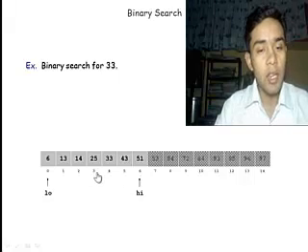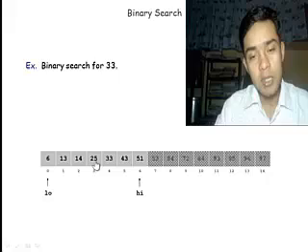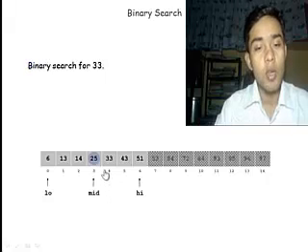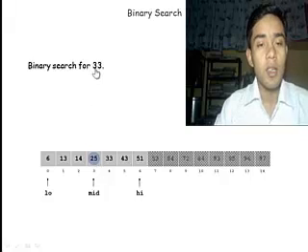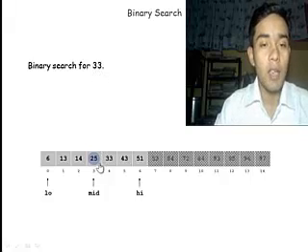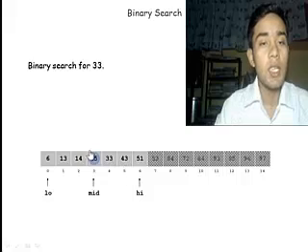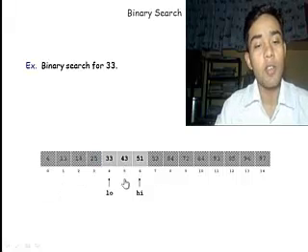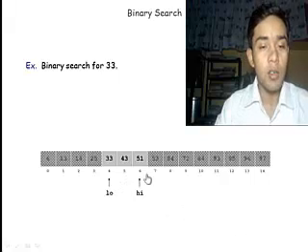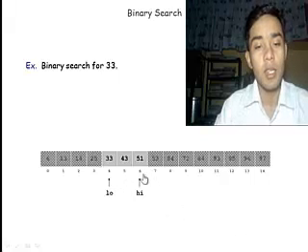Now again I will calculate the middle term, which is 0 plus 6 divided by 2, that is 3. The element at the third position is 25. Now again I will compare the middle term with the element to be searched, that is 33, and it is greater than 25, so I will discard this part of the array and focus on this part of the array.